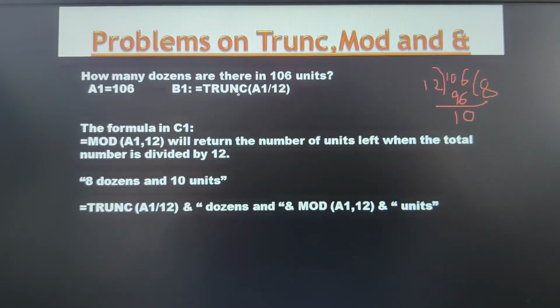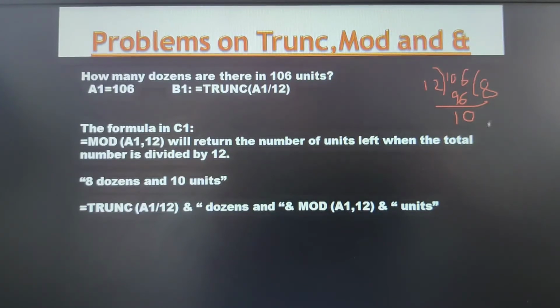By this TRUNC function, I mentioned A1 divided by 12. When I say this, it will give me only the integer value. So the integer value it gives me is 8. That actually means 8 dozens. And what will be the remainder? 10. So this cannot be made as 1 dozen, right? So what will be my answer? 8 dozens and 10 units. But to get this integer value, I have to use a function known as TRUNC.